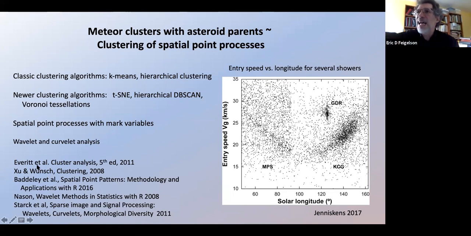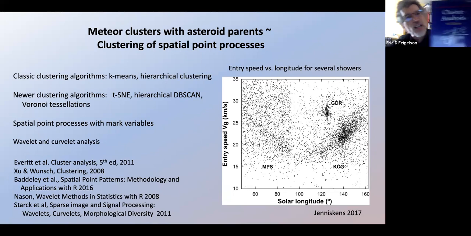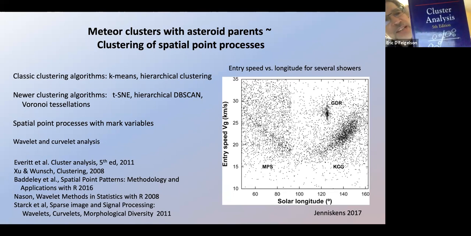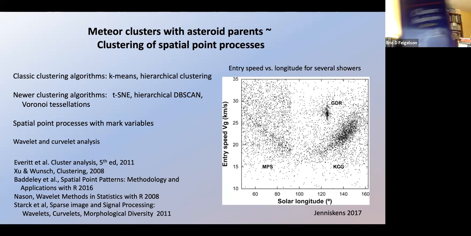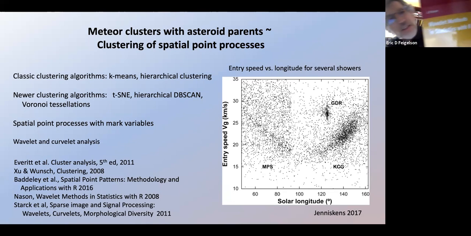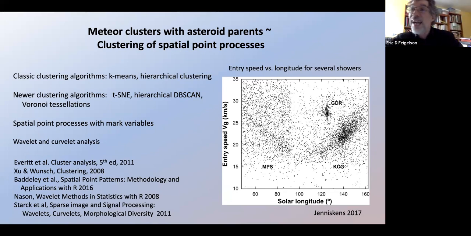So here we go. I have some books here. This is a classic undergraduate textbook, Cluster Analysis by Everitt. It's been around for decades. It's not difficult, and it gives some of the fundamentals of the field. Here's an example of a wavelet book. This is a wavelet book for R by Nason. And this is my favorite one.